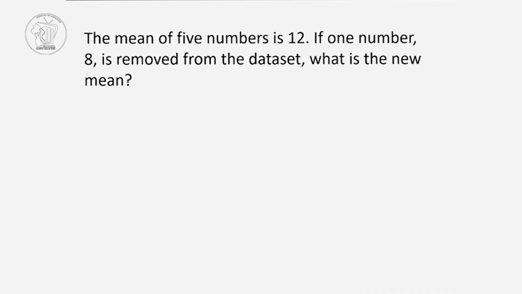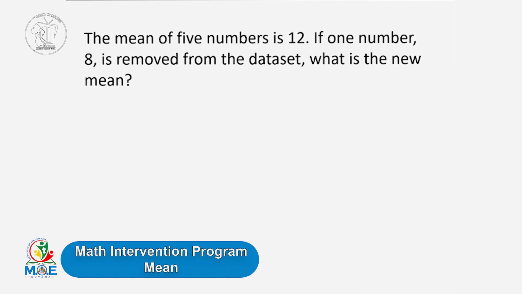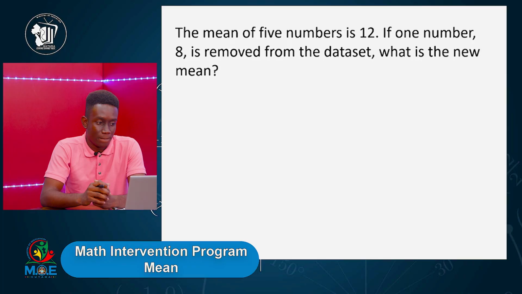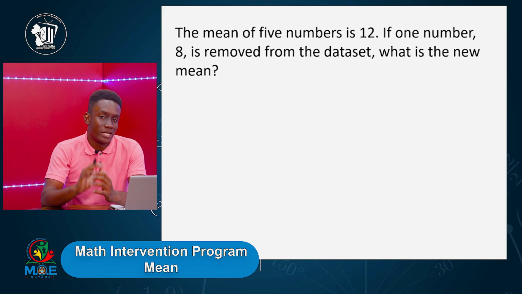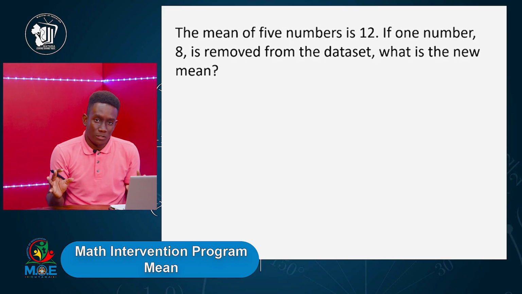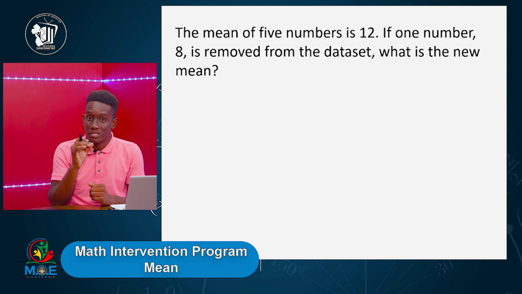This question says, the mean of 5 numbers is 12. If one number, 8, is removed from the dataset, what is the new mean? So here's the thing. We don't have the sum of the numbers. So we need to do something to find the sum of the numbers.